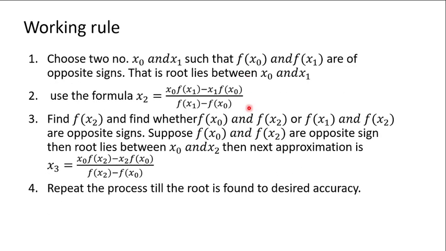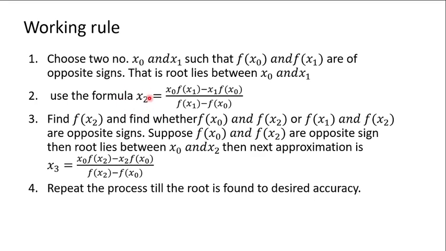This is the working procedure. In the given problem, we consider x0 and x1 as the two interval endpoints. The function values at these two points should be of opposite sign. Then only does the given root lie between x0 and x1. By using this formula for the second approximation, we write x2 = (x0 f(x1) - x1 f(x0)) / (f(x1) - f(x0)).